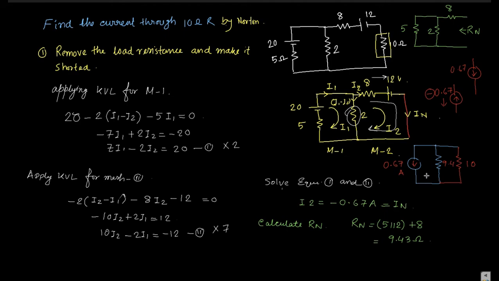So this is the entire circuit. Now we can easily find out IL. So this is the final circuit. So what is the value of the calculation of IL?